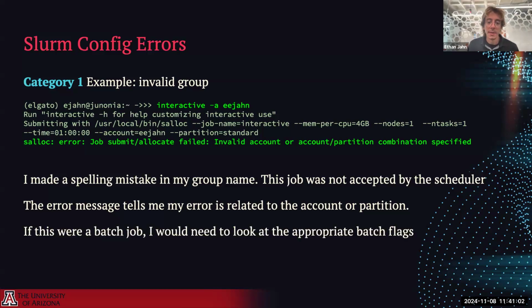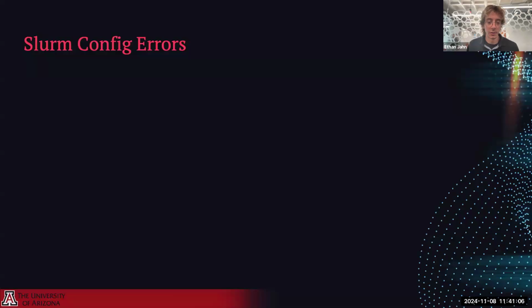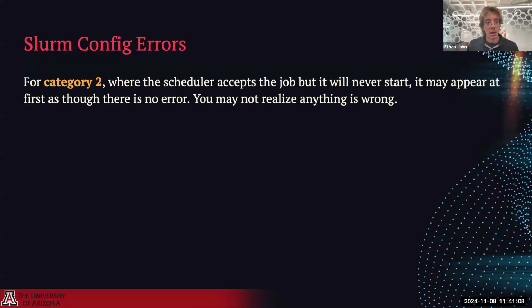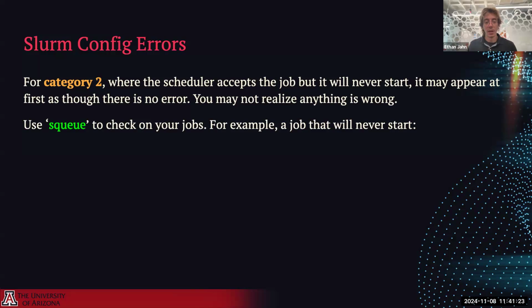So if this were a batch job, I would need to look at the appropriate batch directives. Okay. For category 2, where the scheduler accepts the job but it will never start, it may appear as though there is no error at first, and you might not realize anything is wrong because the scheduler has accepted the job. It says job number, whatever, accepted.